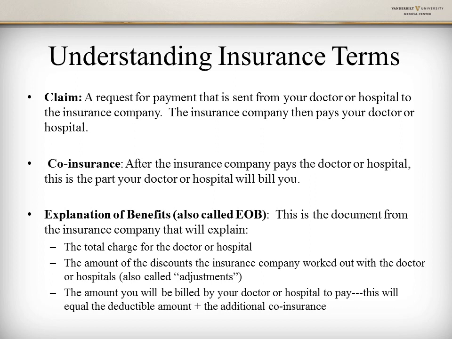Again, the co-insurance or co-payment, which I mentioned earlier, is after the insurance company pays your doctor or hospital, this is the part that you will owe. For each illness that happens outside of Vanderbilt Student Health Center where you receive bills, you will also receive from the insurance company a document called the EOB, or Explanation of Benefit. This will list the total charges, the charges that the insurance company discounts because of being at Vanderbilt, and it also includes the amount you will ultimately be billed by your doctor.